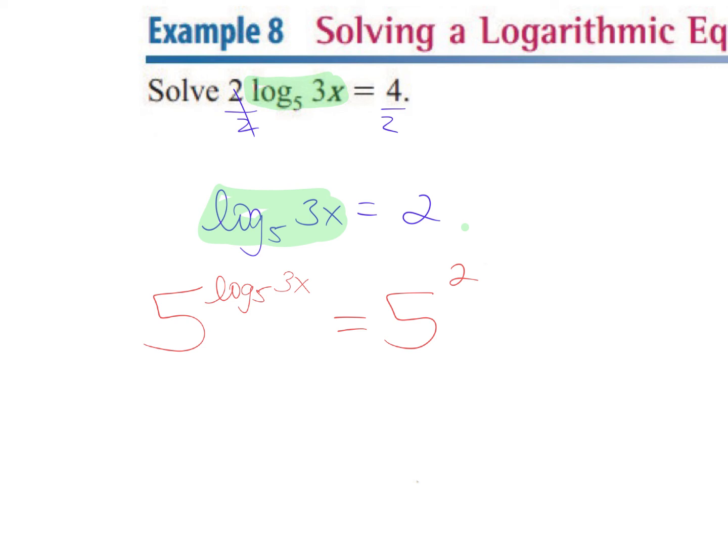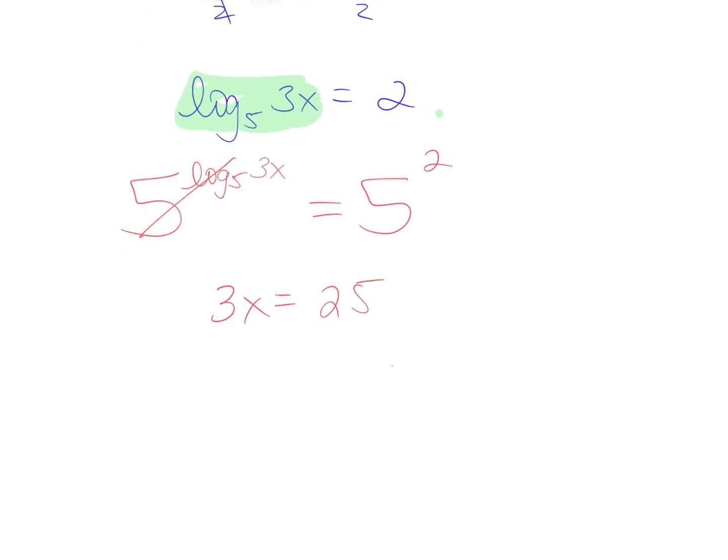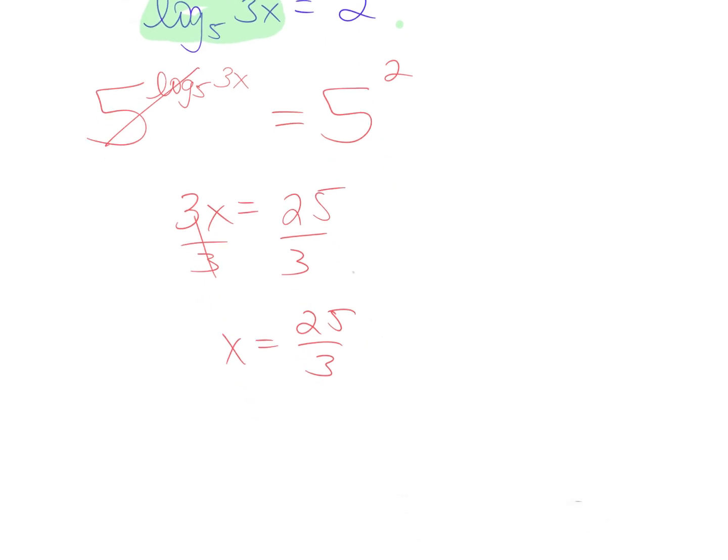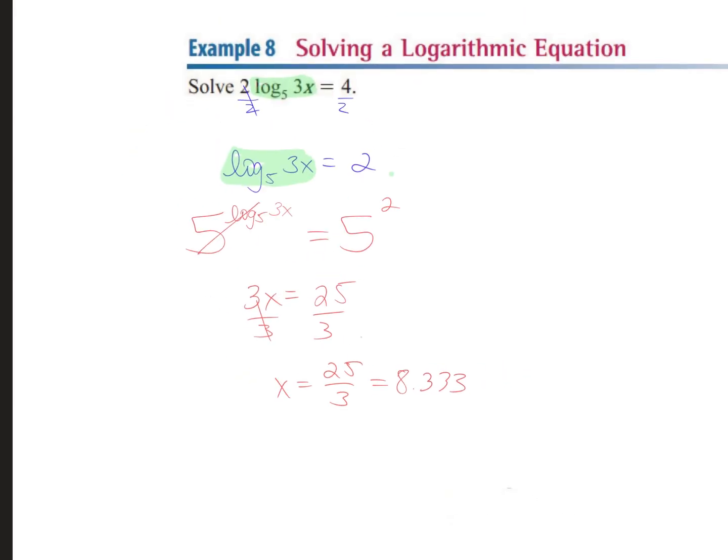So my 5 and log 5 do what? Cancel. So I have 3x equals, what is 5 squared? 25. What's my last step? Divide by 3. At this point, guys, you could leave your answer any way you want to. You could leave it as 25 over 3 if you want. If you're doing everything in decimals, you want to divide 25 by 3. What is it? 8.3333333. Okay. And then we can look at this and say, okay, if I put this right here, is it going to become negative? No. So we're good.